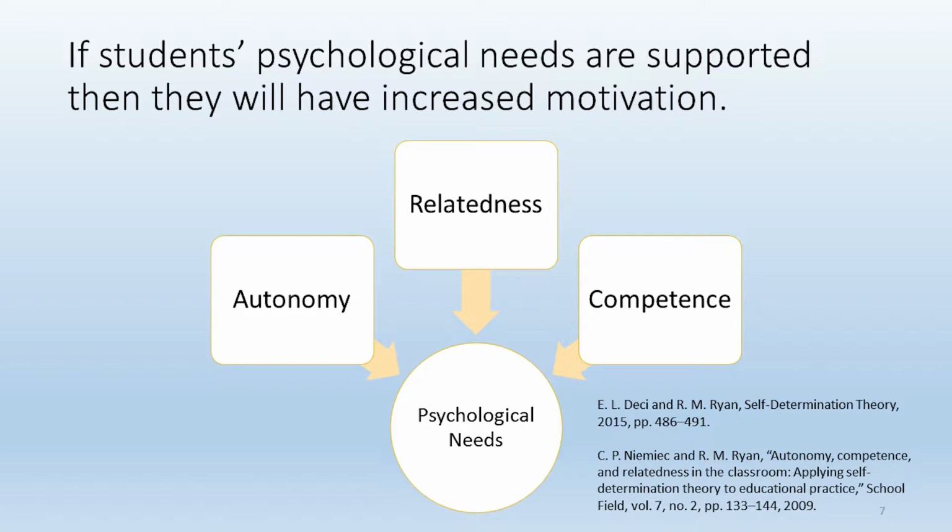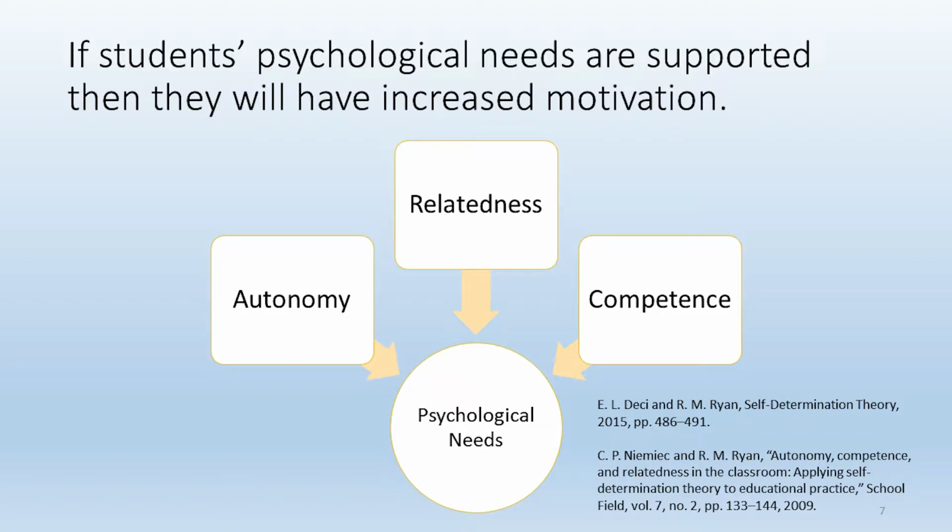It basically says that your motivation will go up if your psychological needs are met. Your basic psychological needs as a human are autonomy, relatedness, and competence. Autonomy is pretty straightforward. You want to have some control over what you're doing. So in this particular assignment, I have the students pick their topic. That gives them autonomy.